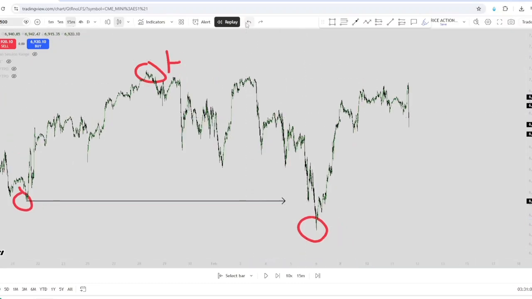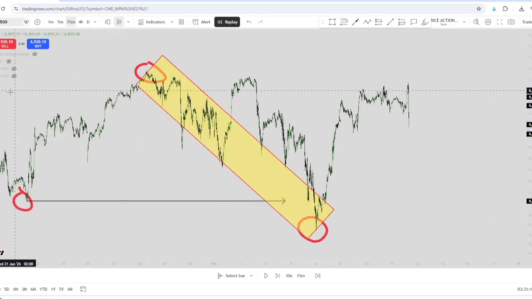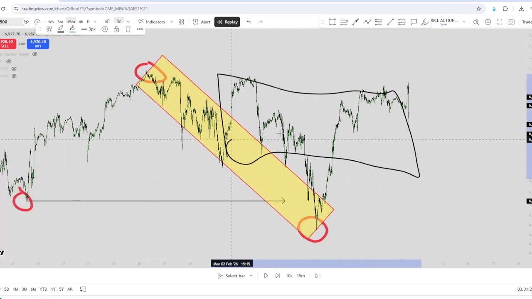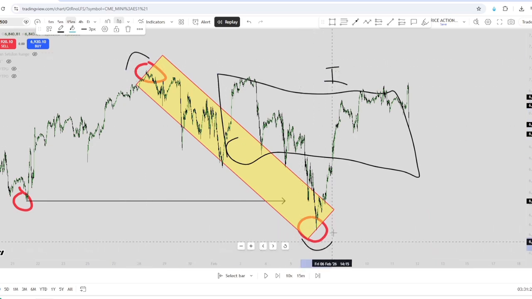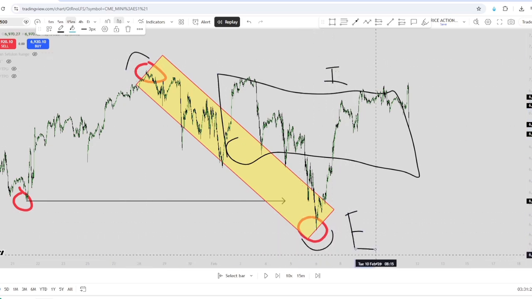If your structure is off, you're going to have a difficult time finding your dealing range. So this is our dealing range. I'm just going to mark this up as well. Your dealing range is basically this high down to this low. It's important to understand anything inside is internal structure, and anything outside, so the actual high and low, is your external structure.